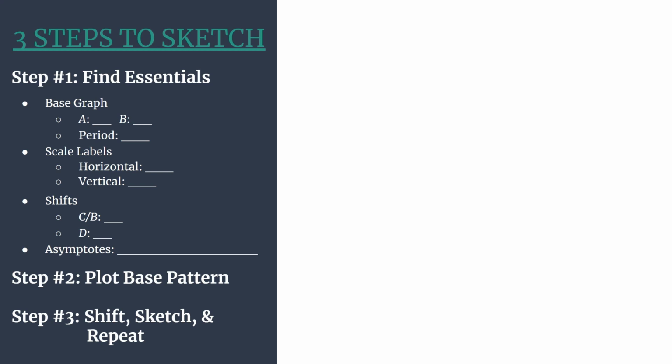Okay, so as a reminder, here's our template for our shifted cotangent graphing method. This will help us stay organized. Remember, step 1 is all about finding the essential information and getting organized. In step 2, we'll lightly plot the base pattern for a cotangent graph. And in step 3, we'll shift that pattern. That'll be our final graph. We'll sketch it in and then repeat.